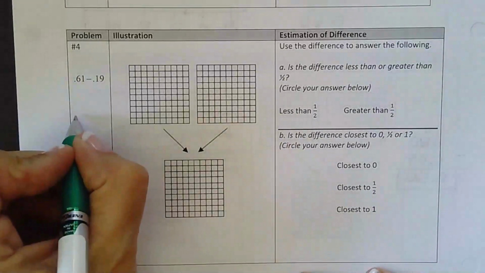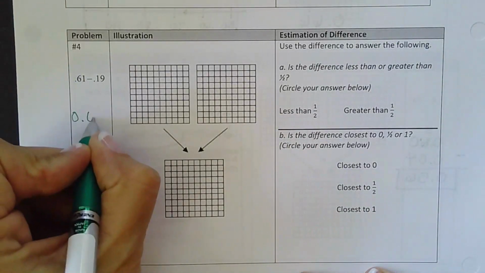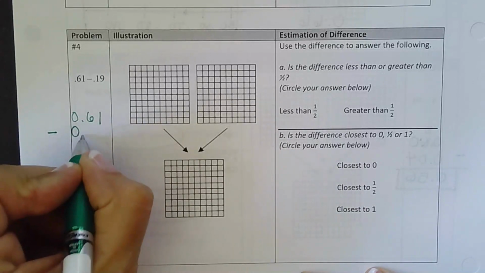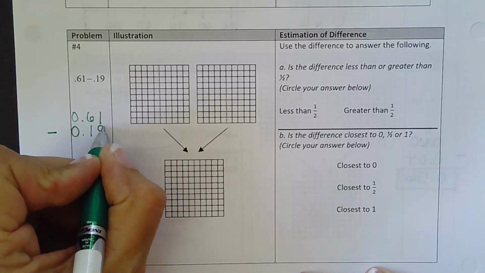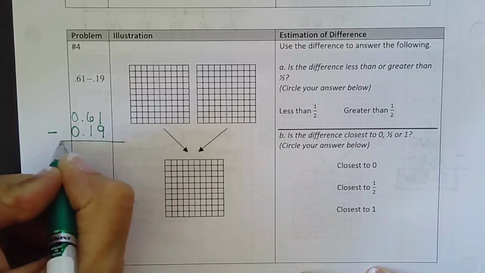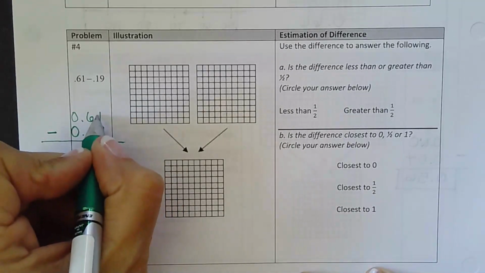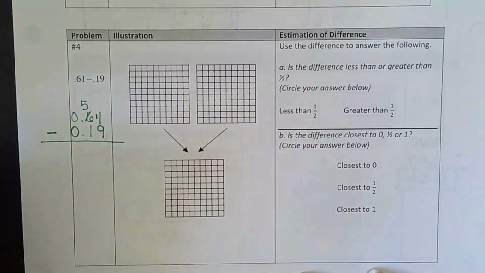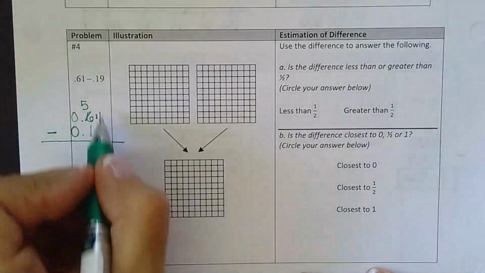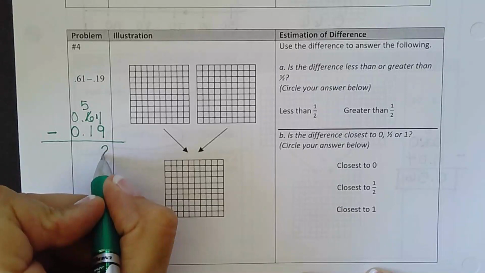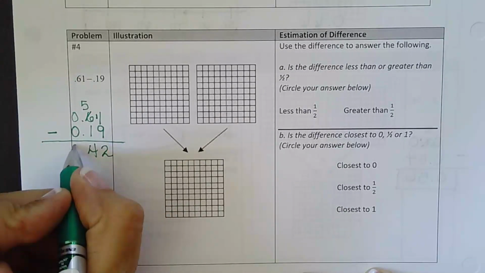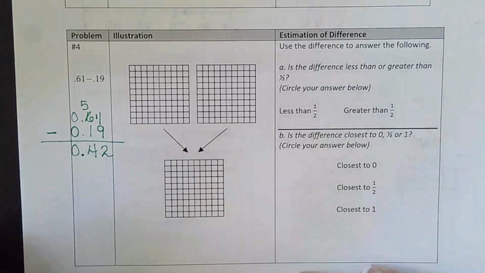Okay, so we have 0.61 minus 0.19. Again, we're going to have to borrow, so make this 11 by borrowing 1 from the 6. 11 minus 9 is 2. 5 minus 1 is 4. So this will be 0.42.